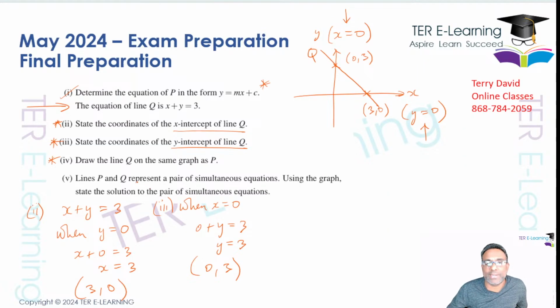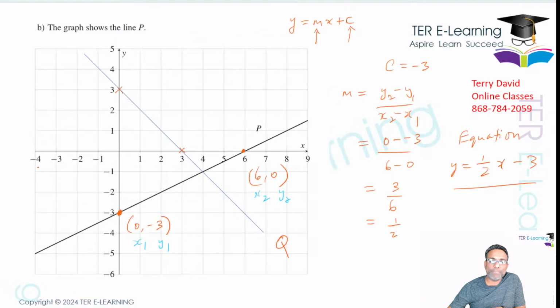The next part of the question says the lines P and Q represent a pair of simultaneous equations. Using the graph, state the solution to the pair of simultaneous equations. So if we have two lines P and Q and you want to solve them as a pair of simultaneous equations, all you need to do is figure out where these two graphs intersect. Both of them are cutting at this point here, which is 4, minus 1.